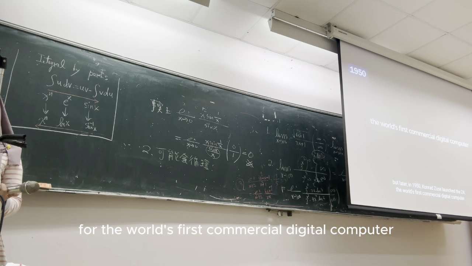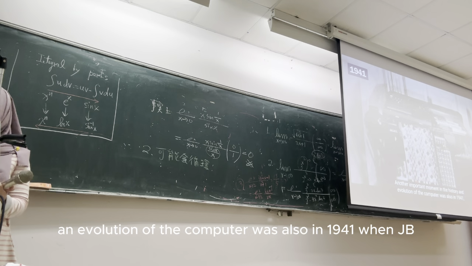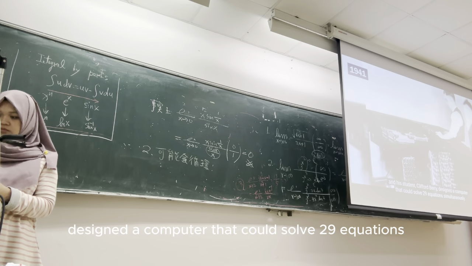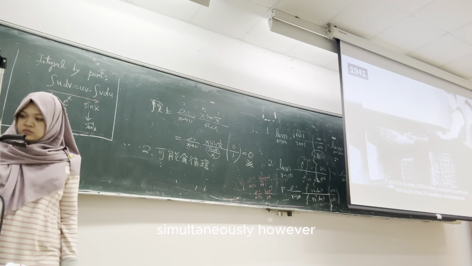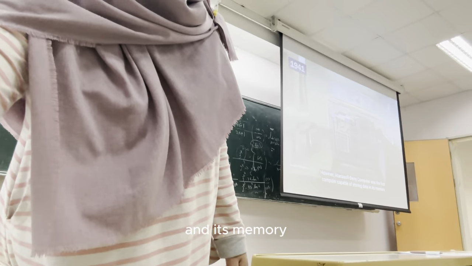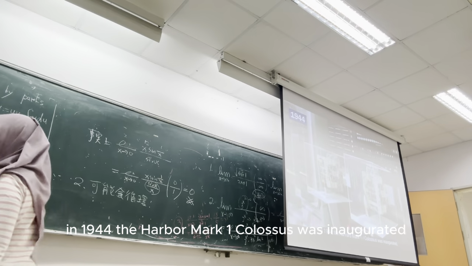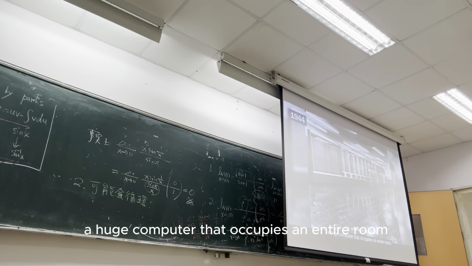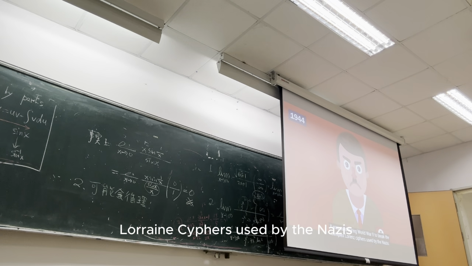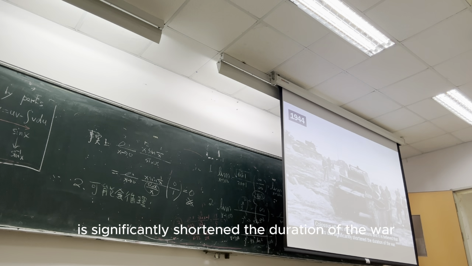Another important moment in the history and evolution of the computer was also in 1941, when J.V. Atanasoff, a physics and math teacher, and his student Clifford Berry designed a computer that could solve 29 equations simultaneously. The Atanasoff-Berry computer was the first computer capable of storing data in its memory. In 1944, the Harvard Mark I Colossus was inaugurated, a huge computer that occupies an entire room. It was used during World War II to break the complex Lorenz ciphers used by the Nazis. Colossus offered immediate solutions, and it's believed that it significantly shortened the duration of the war.